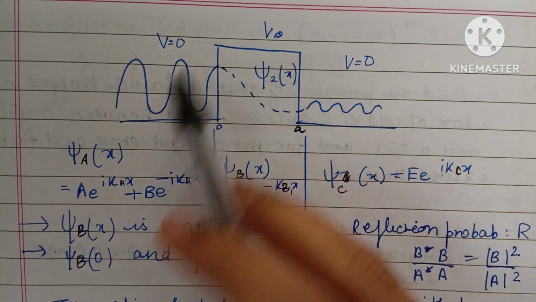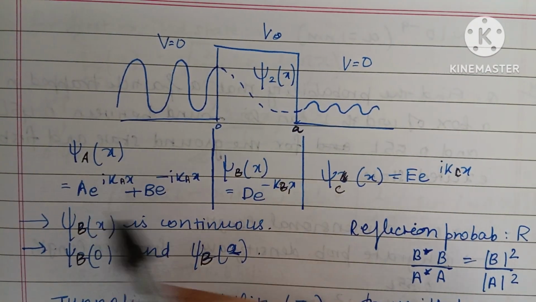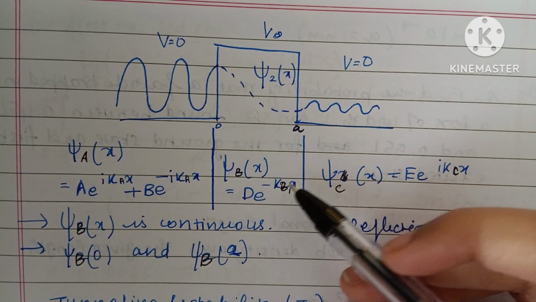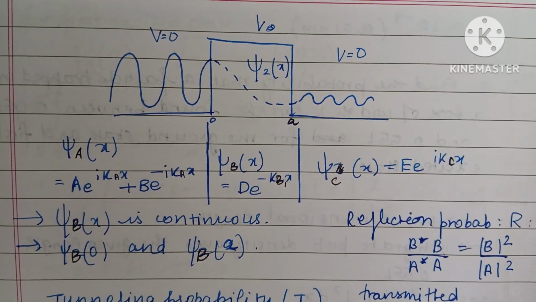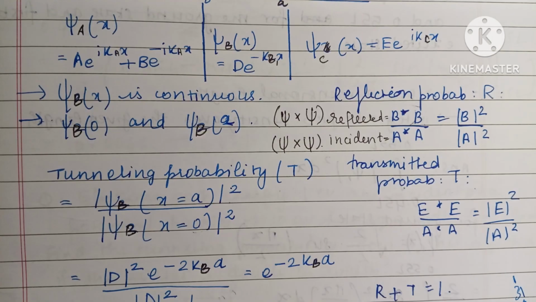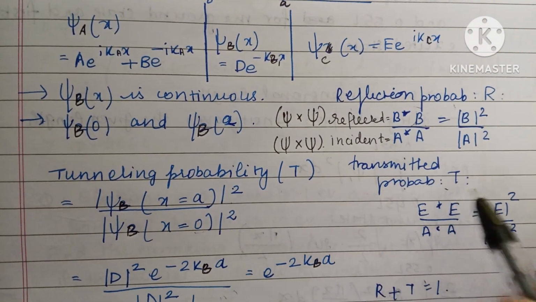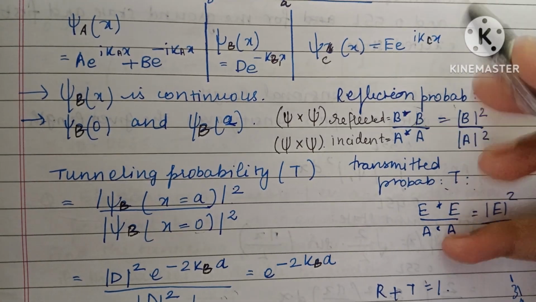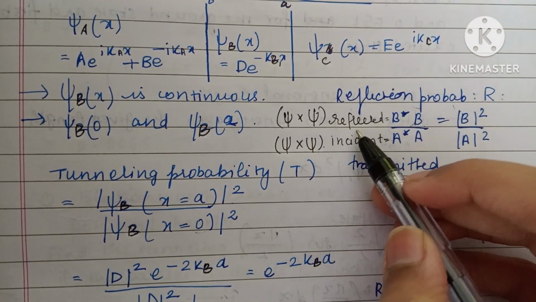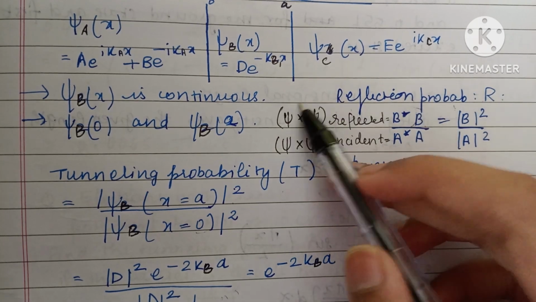We now end up with a diagram like this, where psi a of x is equal to this function, psi b of x is equal to this function, and psi c of x is equal to this function. Now we can find the reflection probability and transmitted probability. Here B is the coefficient for the reflected wave and A is the coefficient for the incident wave.